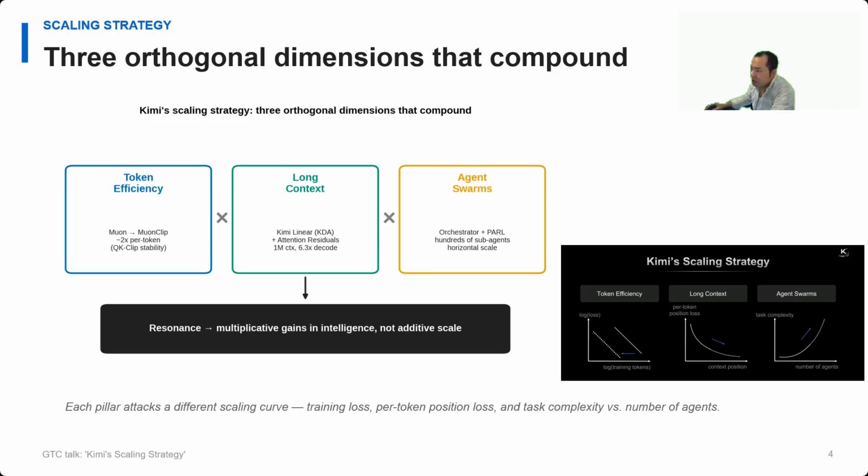So a more efficient optimizer lets you train a bigger and longer-context model, and long context windows make agents far more capable and scalable. And also many more scalable sub-agents justify the training investment. So that's why I have joined them with a multiplication sign. So the thesis is multiplicative gains in intelligence, not additive scale. So Kimi K3 is what you get when you push all three at once at scale.